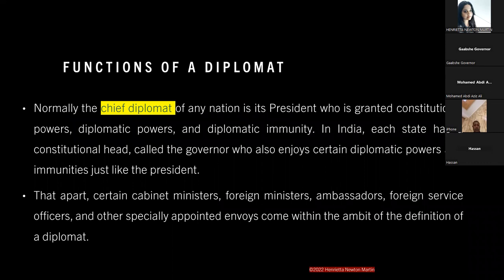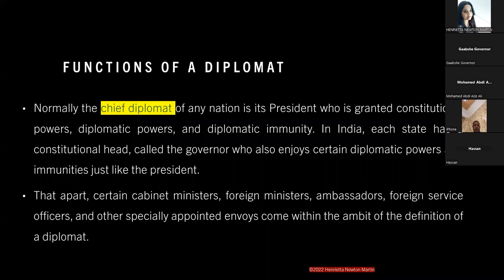Now, the last part for this class is the functions of a diplomat. This is quite a small chapter. Normally, the chief diplomat of any nation is its president. Remember this. The chief diplomat of any nation is its president. Now, who is granted constitutional powers, diplomatic powers, and diplomatic immunity?